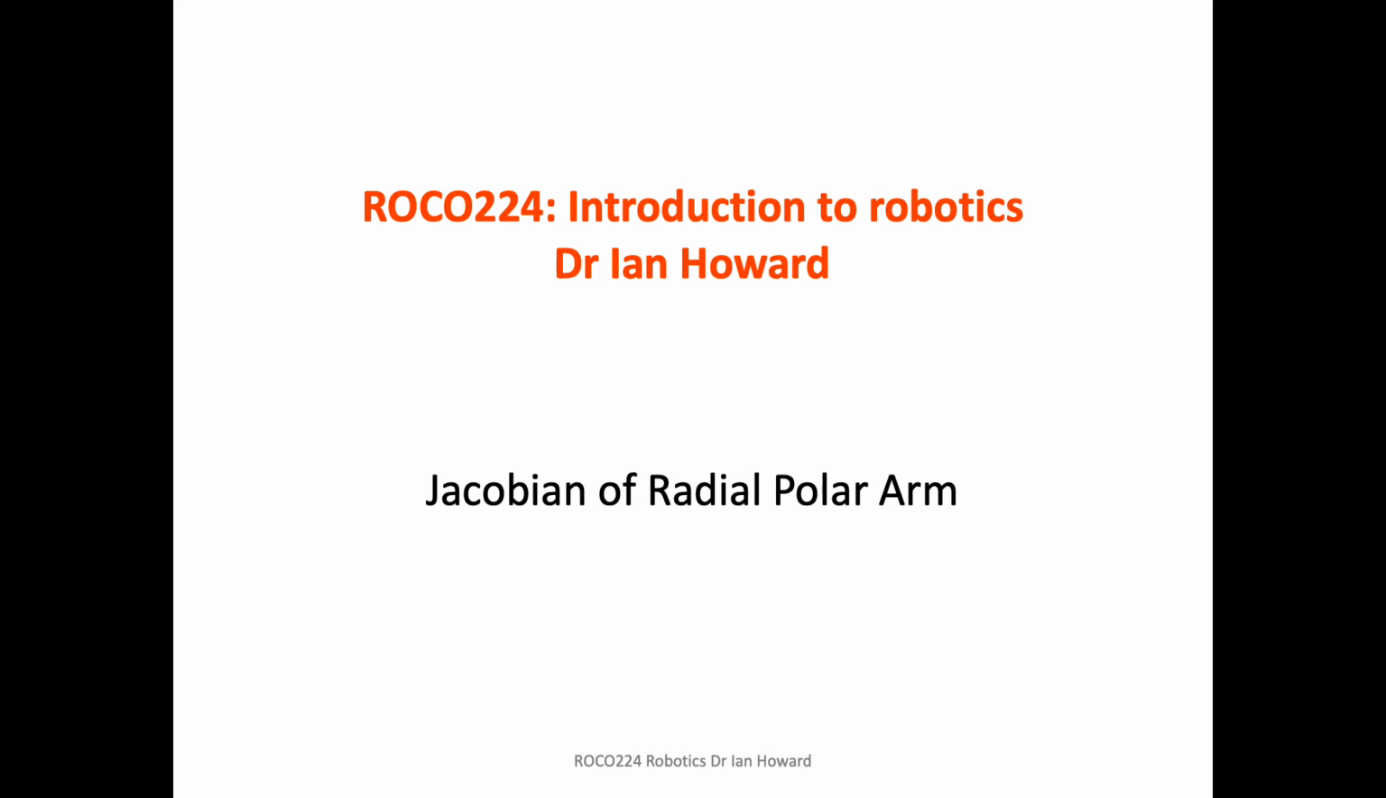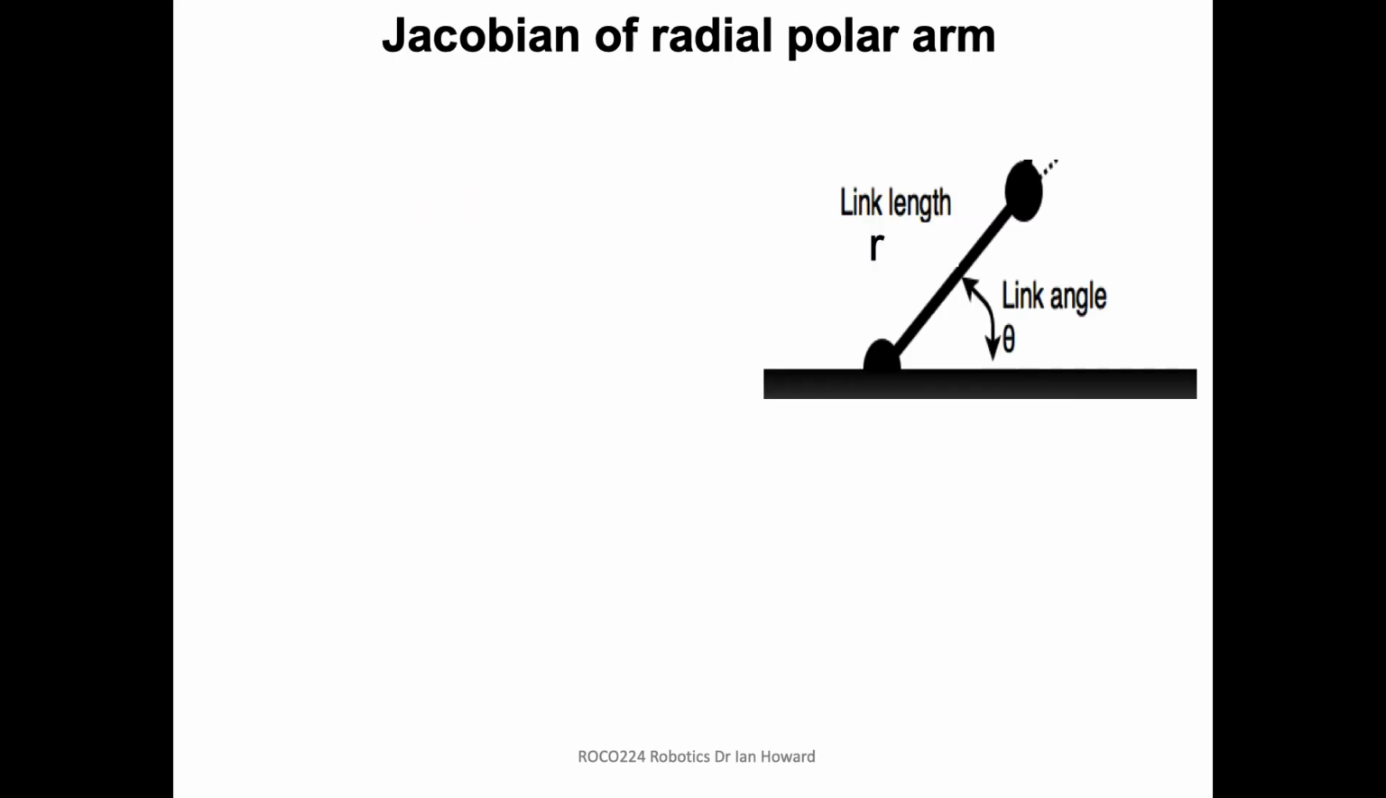Now we're going to look at calculating Jacobians for a couple of simple arm configurations. The first one being a radial polar arm. So here's the arm. It's got a joint at the bottom. It can move around through an angle theta, and the link length is r.